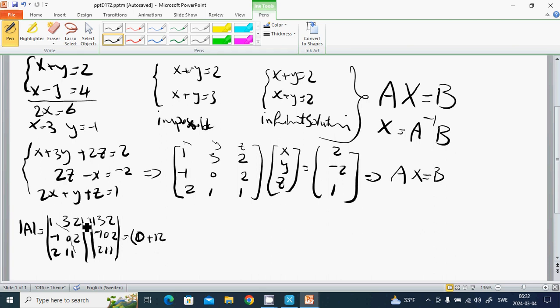It equals 1 times 0 minus 2, plus 3 times minus 2 minus 4, plus 2 times minus 1, minus 0, which gives 10, minus 1 is 11.